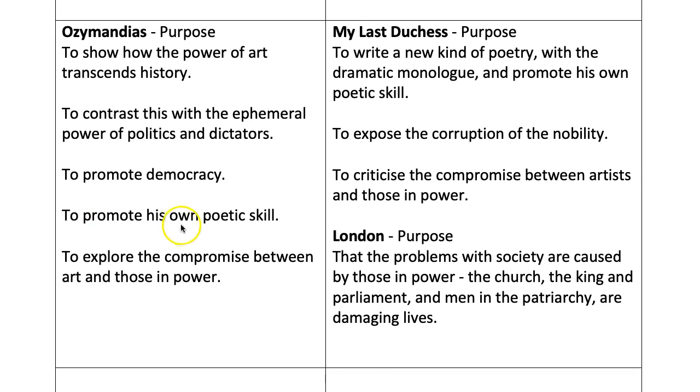He's also writing it to promote his own poetic skill. He was in fact entered into a competition. That's the reason it was written. He had a competition only with his friend, but there you go. They both got theirs published, and his was the better poem. It survived. And you can see that he's trying to promote his own skill because he wants his own poem to survive as a work of art, unlike the political power of dictators.